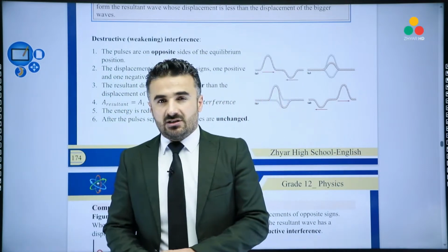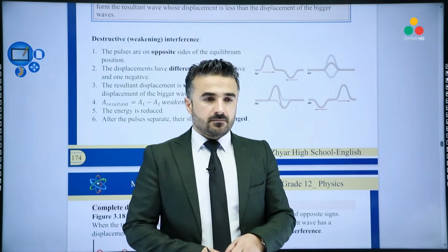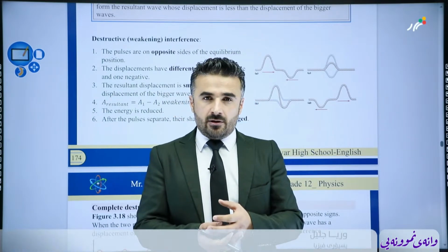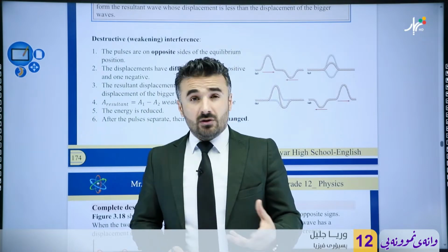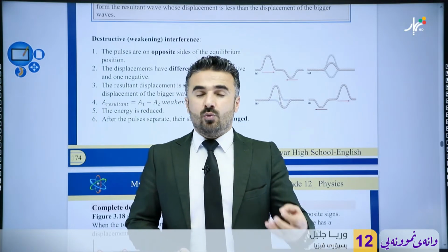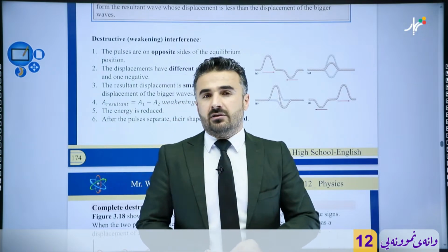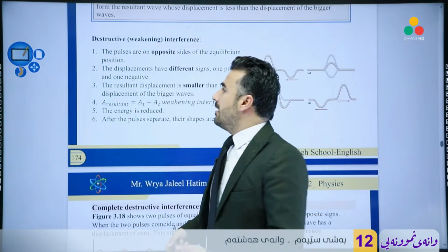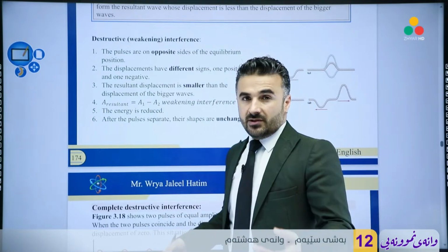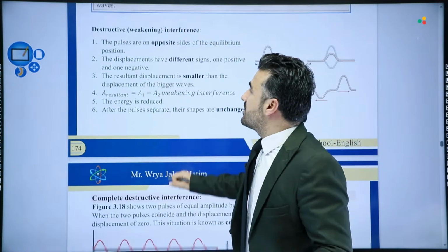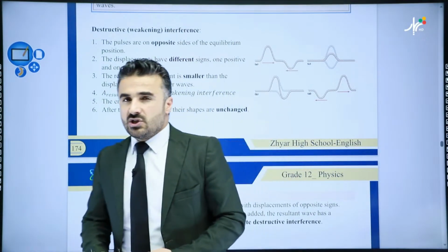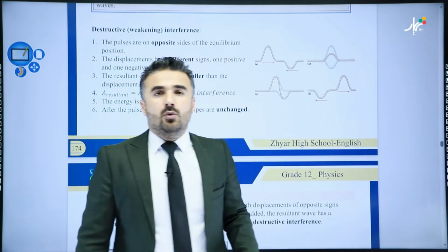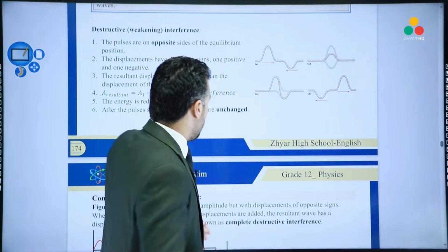Okay, now what about destructive weakening interference? Remember, we have two types of destructive interference. There's weakening, where one of the two waves has a larger amplitude than the other one. So once they interfere, it makes the resultant amplitude weaker, less than the amplitude of the wave with the larger amplitude, okay? And that's what it is, yeah? Okay, we'll see more of this. So in destructive interference, of course, the pulses are on opposite sides. One of them is above the equilibrium, the other one is below the equilibrium, okay? We're going to add them, but don't forget the negative sign.